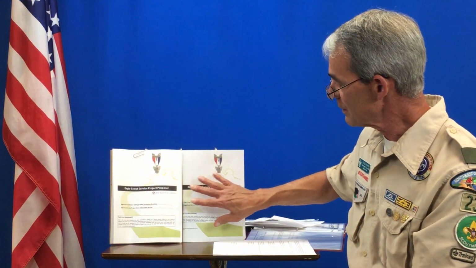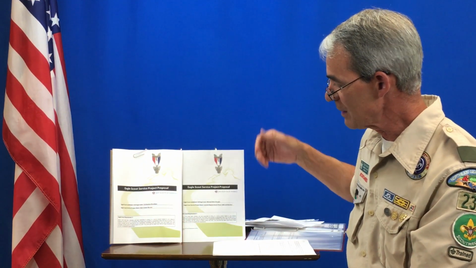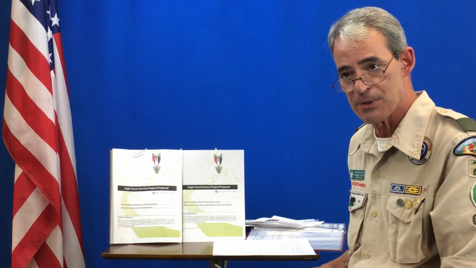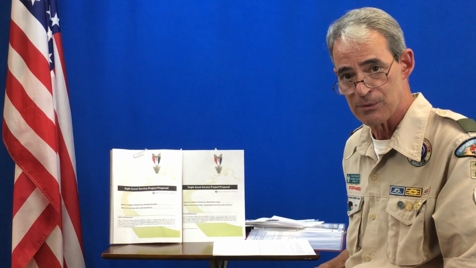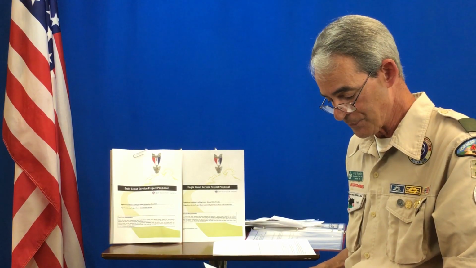So you fill out the front of this, fill out all the other items you possibly can, and then work with your project beneficiary. The beneficiary is the person who's going to receive benefit and sign off on your proposal. They'll also have to sign off on your project in order to go before the Eagle board.